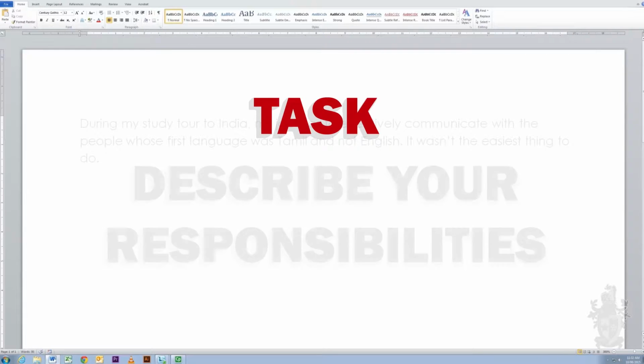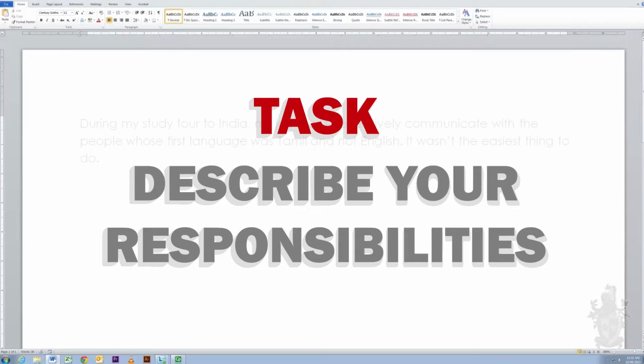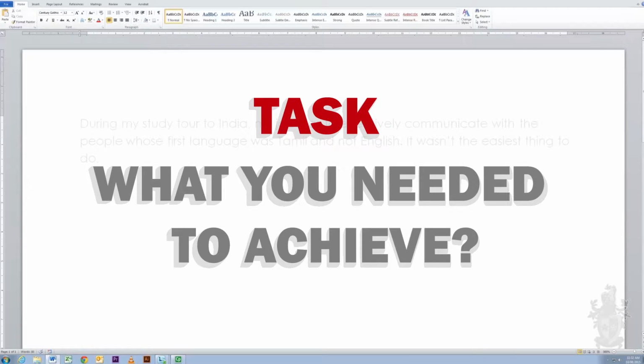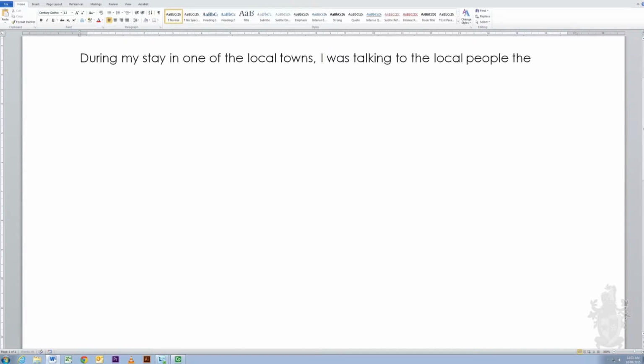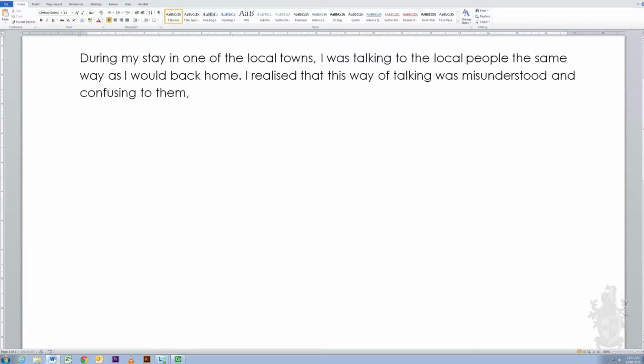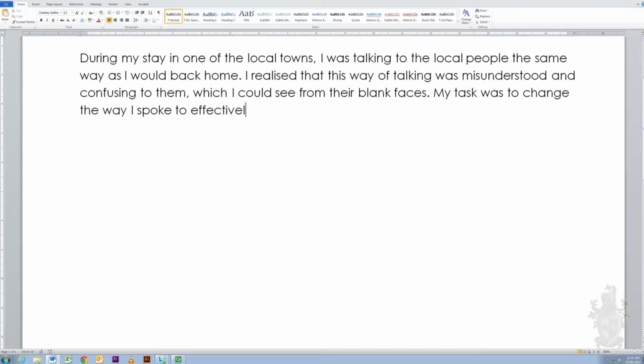For task, describe your specific responsibilities and what you needed to achieve. For example, during my stay in one of the local towns, I was talking to the local people the same way as I would back home. I realized that this way of talking was misunderstood and confusing to them, which I could see from their blank faces. My task was to change the way I spoke to effectively converse with the locals.